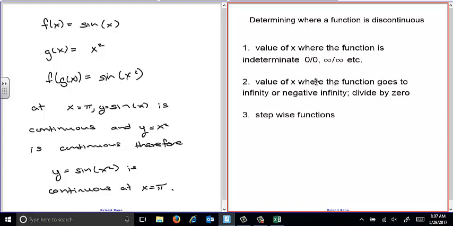The second place that you see discontinuities is where the function goes to infinity or negative infinity, and that occurs when you divide a non-zero numerator by 0. So these are things like rational functions. Also, the other trig functions. Because if you think about it, you might say, well, I understand the thing about rational functions, but I'm not sure about trig functions.